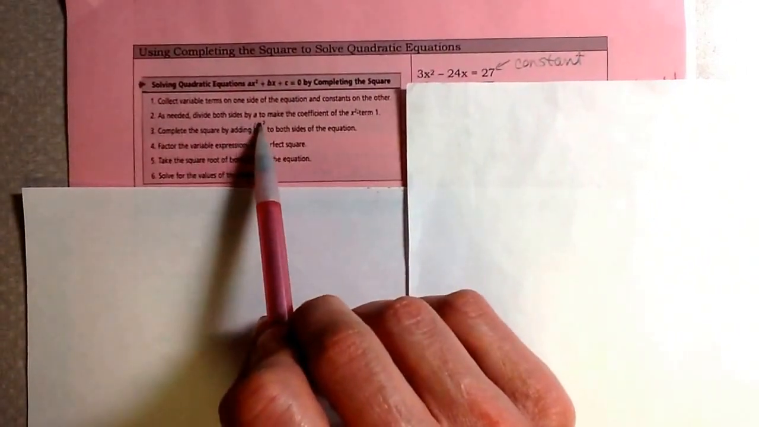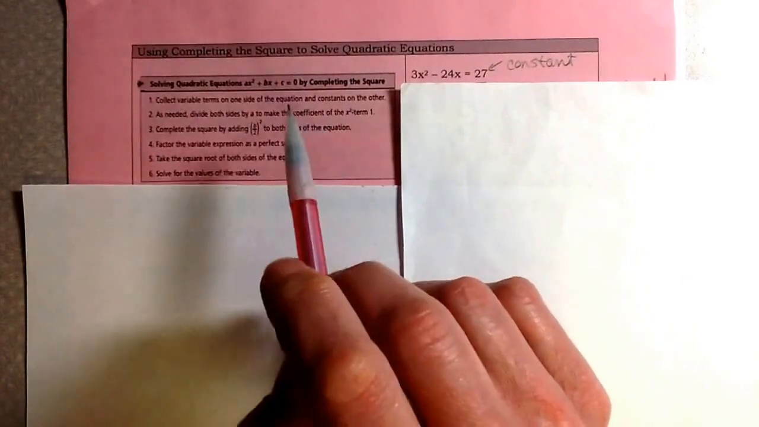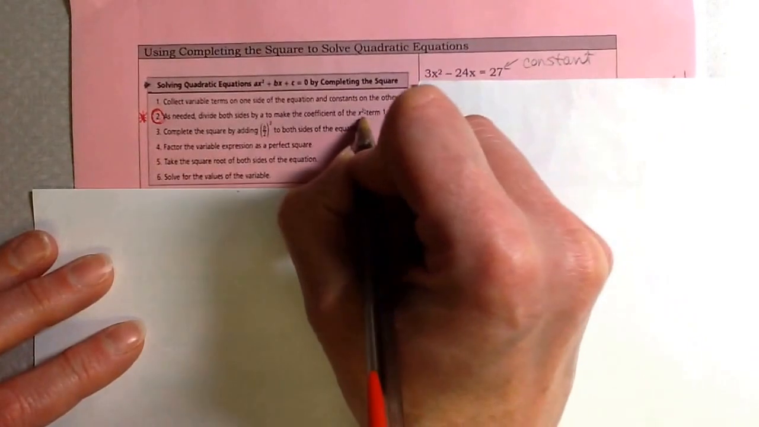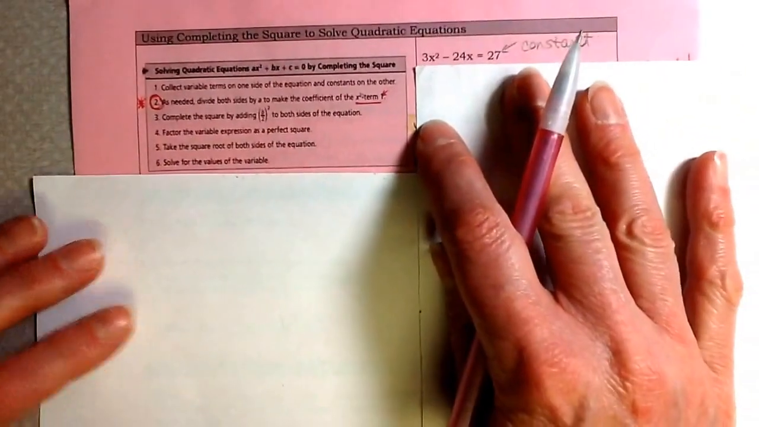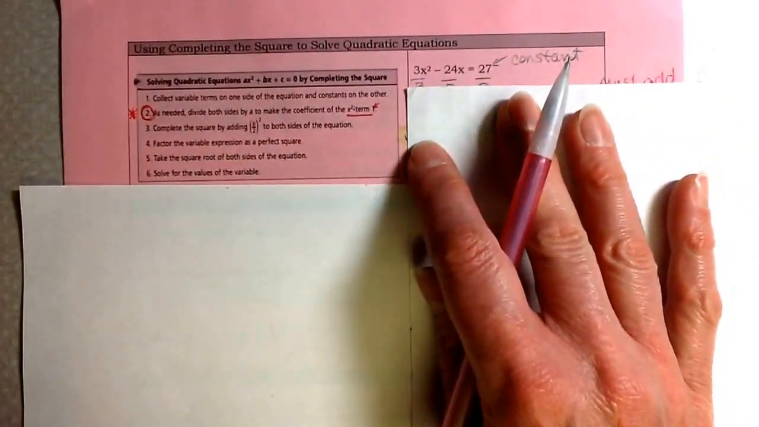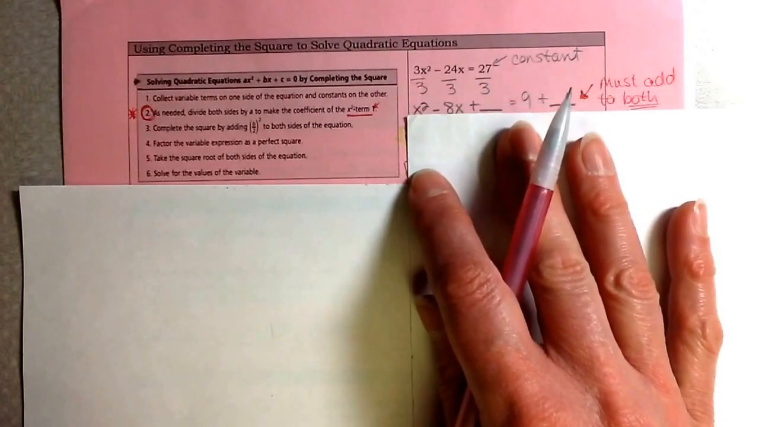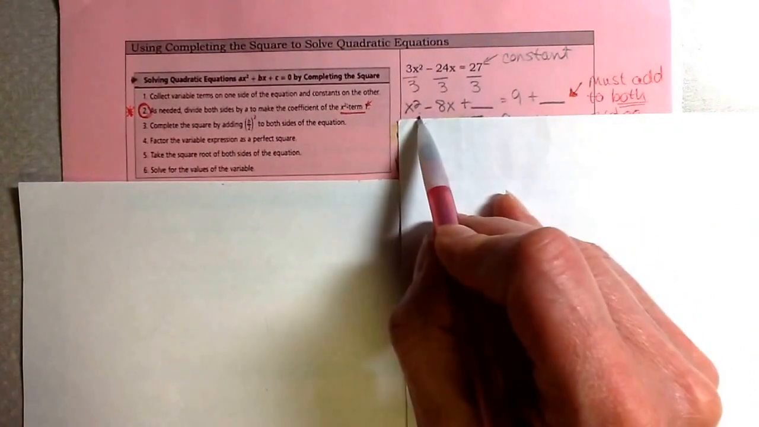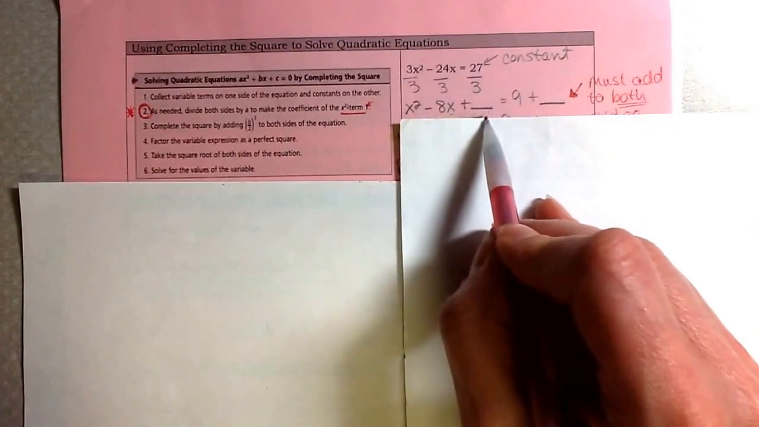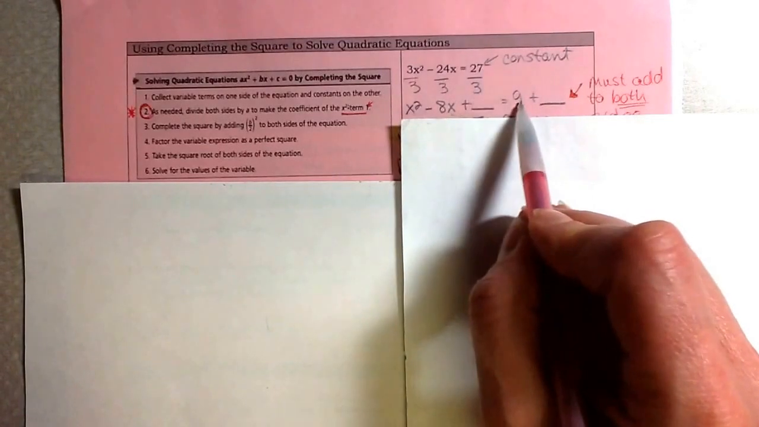As needed, divide both sides to make the coefficient of the x squared term 1. Okay, so this is really, really important. So I'll just put a star next to that. The x squared term must be 1, or you can't complete the square. All right, so we need to divide everything by 3, and when we do that, we're going to leave a blank here because just like on the other side, we're going to complete the square. So it's going to be x squared minus 8x plus something equals 9 plus something.